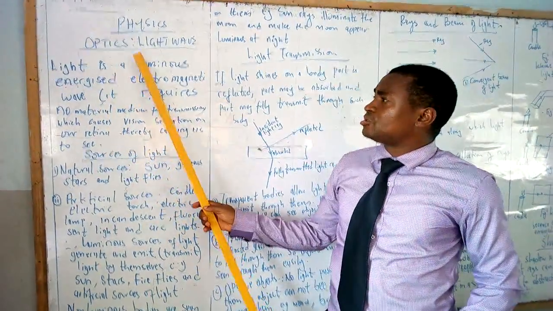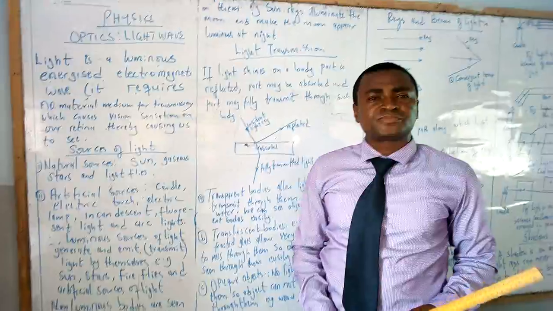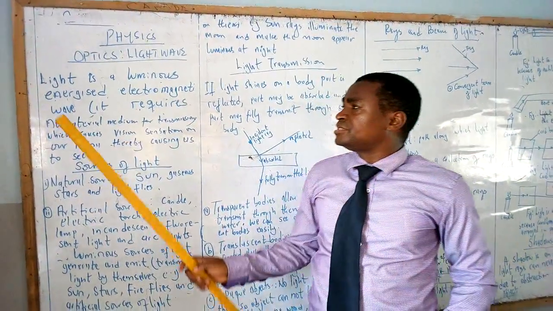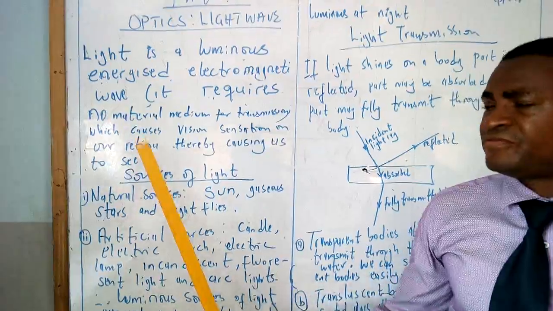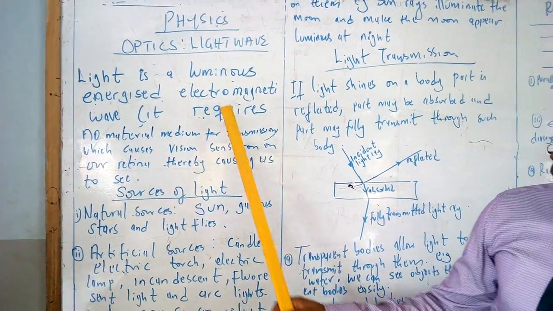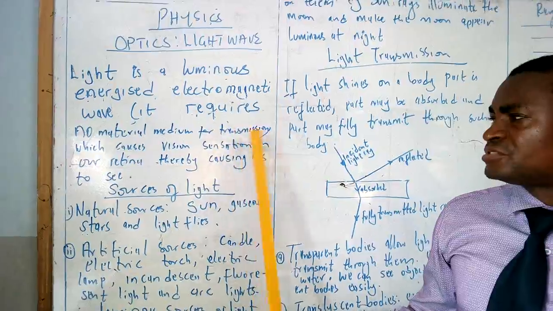Today, the topic we are taking is optics, light waves. Now, as we can see, light is a luminous, energized electromagnetic wave. What we mean by electromagnetic wave is a wave that requires no material medium for transmission.